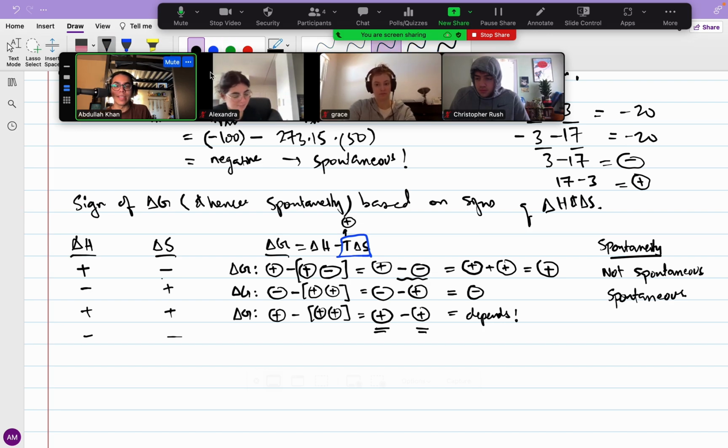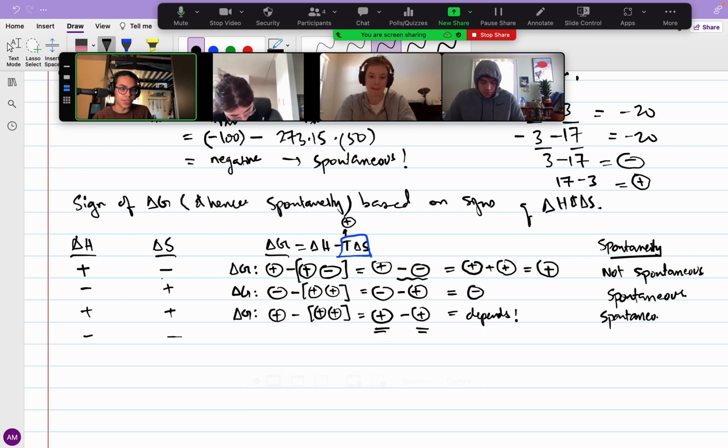Exactly. So spontaneity happens if you crank up the temperature sufficiently. So spontaneous at high temperatures. We're not saying what temperature, just a qualitative description, high temperatures. Nice.